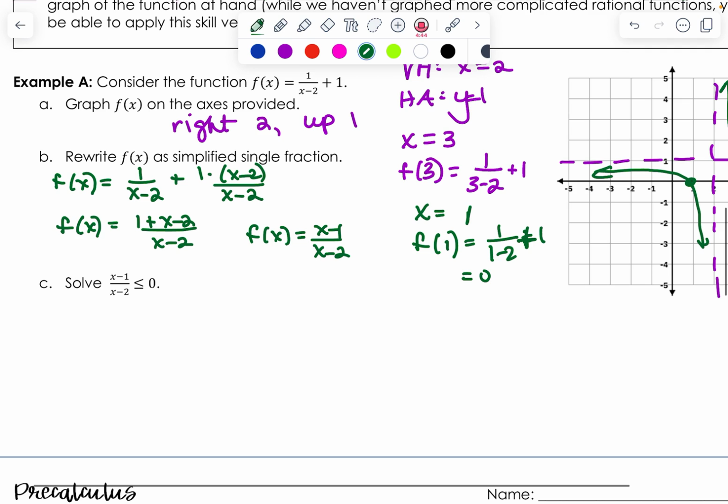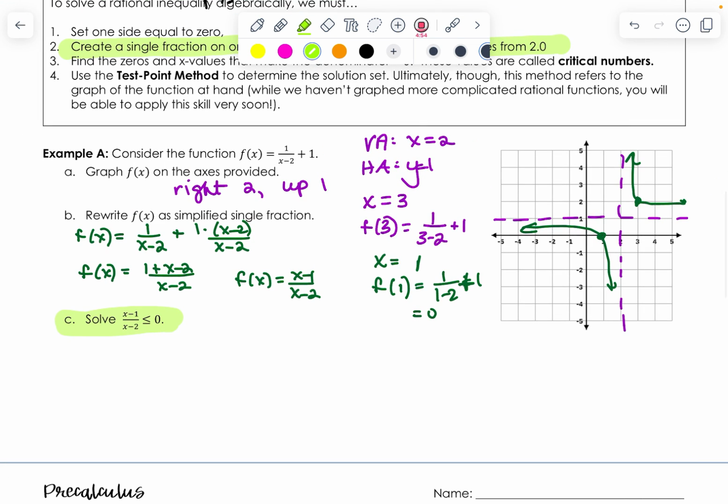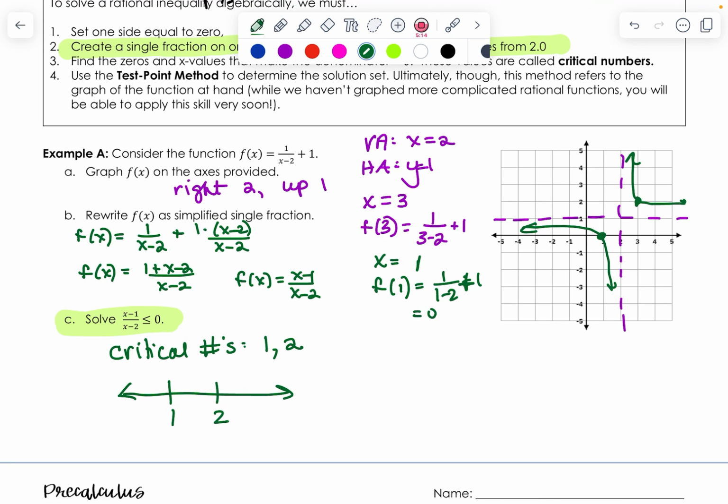So let's take a look. What we have here is the equivalent graph to what we graphed. So where is the graph below 0? Well, the critical numbers are 1 and 2. So critical numbers are where the numerator is 0 and the denominator is 0. So the numerator can be 0, but the denominator cannot be 0.